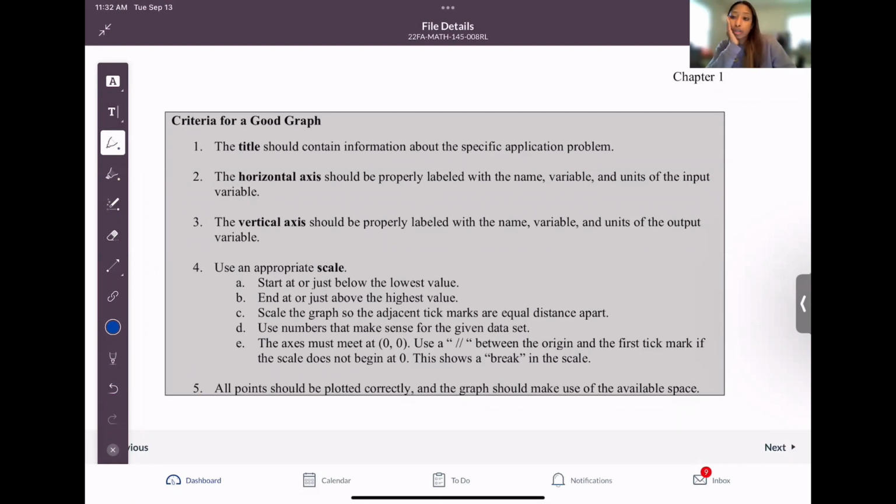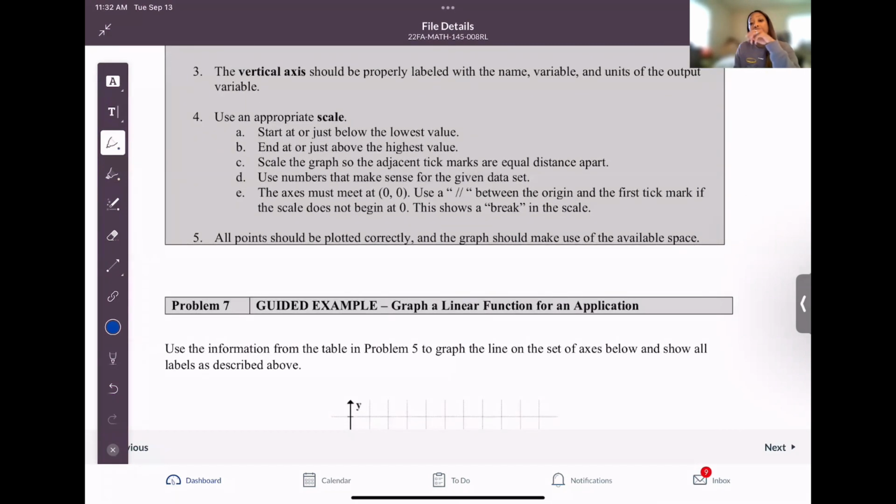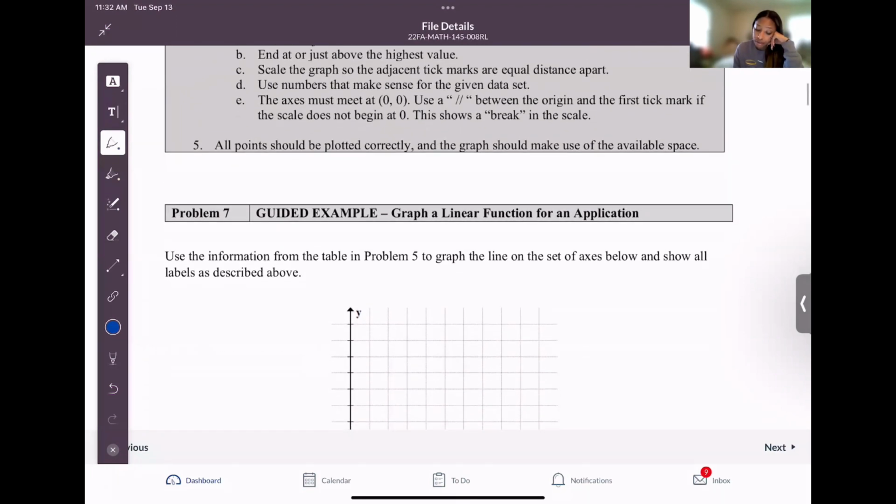This table gives you some information about what a good graph should look like. Your graph should have a title. Your graph should have labels on the horizontal and vertical axes. And your graph should have a scale, okay? Start at or just below the lowest value and end at or just above the highest value for your X and Y, okay? Anytime you draw a graph for this class, it needs to be accurately drawn. You have to have a title, you have to have labels, and your points need to be identified in order to get full credit, so keep that in mind.